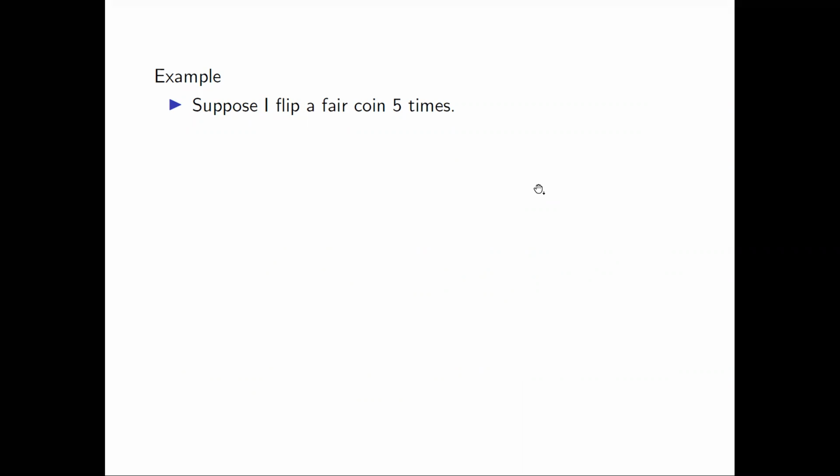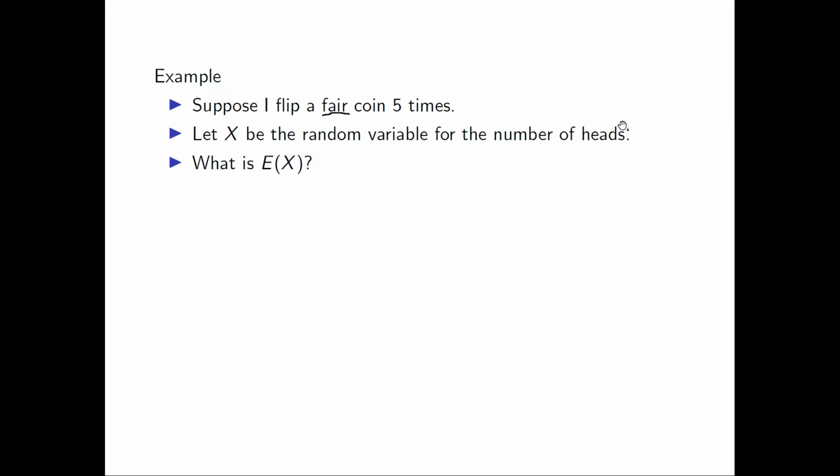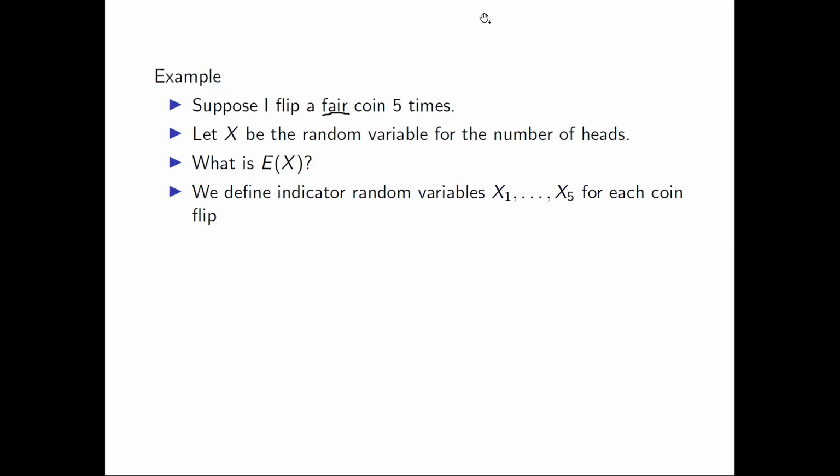So we flip a fair coin 5 times. Same problem we saw before. The coin is fair. And x will be the random variable for the number of heads again. And we can ask, what is the expectation of x? This time we're going to use linearity of expectation to make our calculation much simpler. We're going to define these things called indicator random variables. We're going to have an indicator for each of the separate flips.